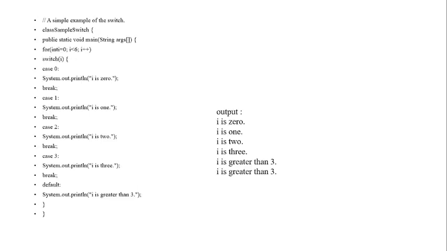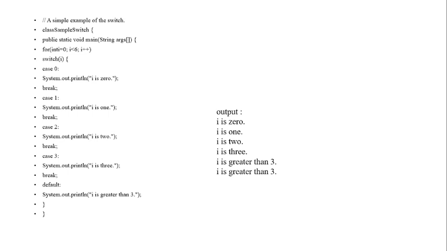So this is how the switch statement is going to work, and this is one of the examples of a switch statement. You can see here I am getting the I value from the for loop, right? So int i = 0, i < 6, as well as i++. So it is going to execute 6 times, right? When the value in the switch statement is 0, then i is 0 will be printed, right?